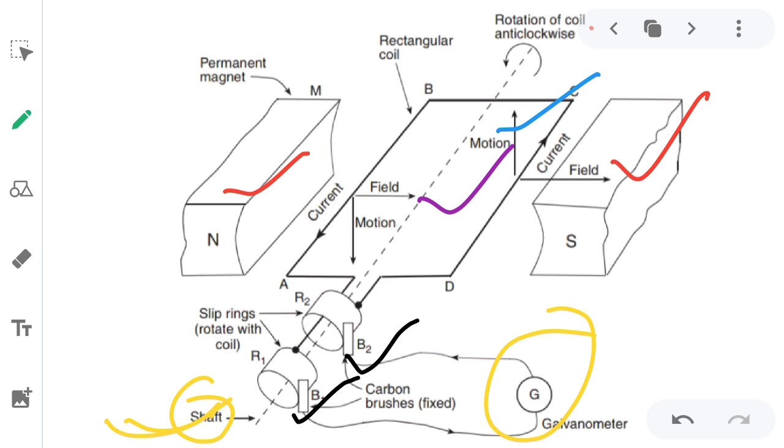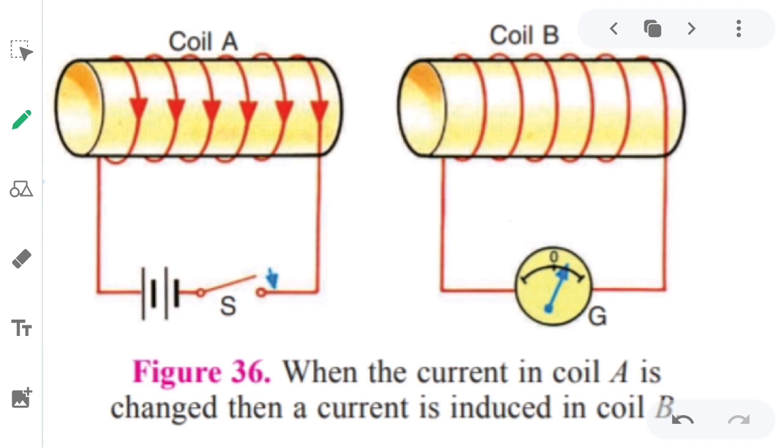Okay, so this was the process of production of electricity, or you can say inducing current. So induced current has one more way. Here you can see that two pictures are given. Coil A and coil B are rotated around the magnet. Okay, the rod which you can see, the yellow rod, it is a magnet.